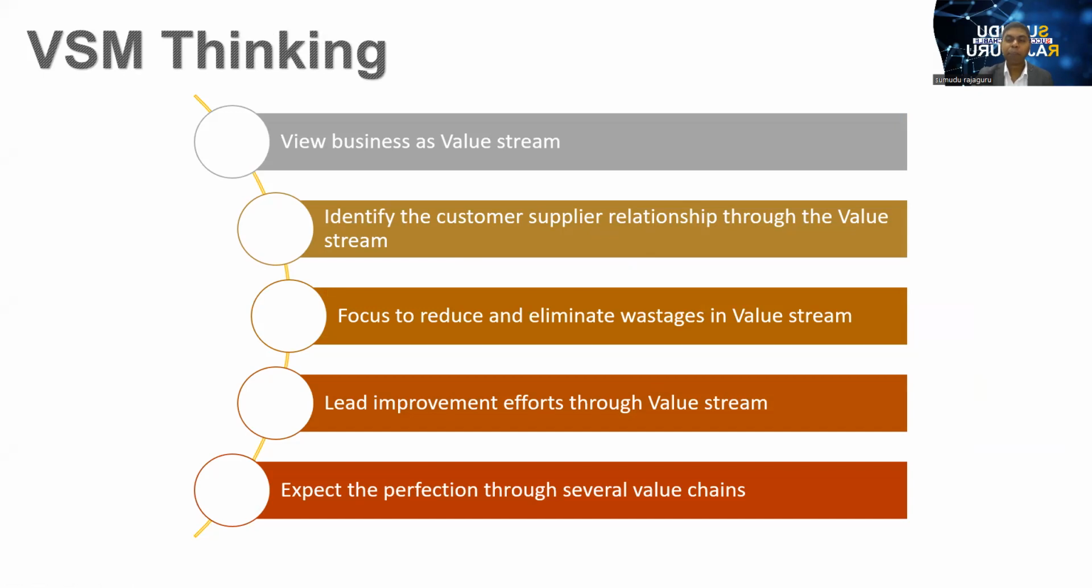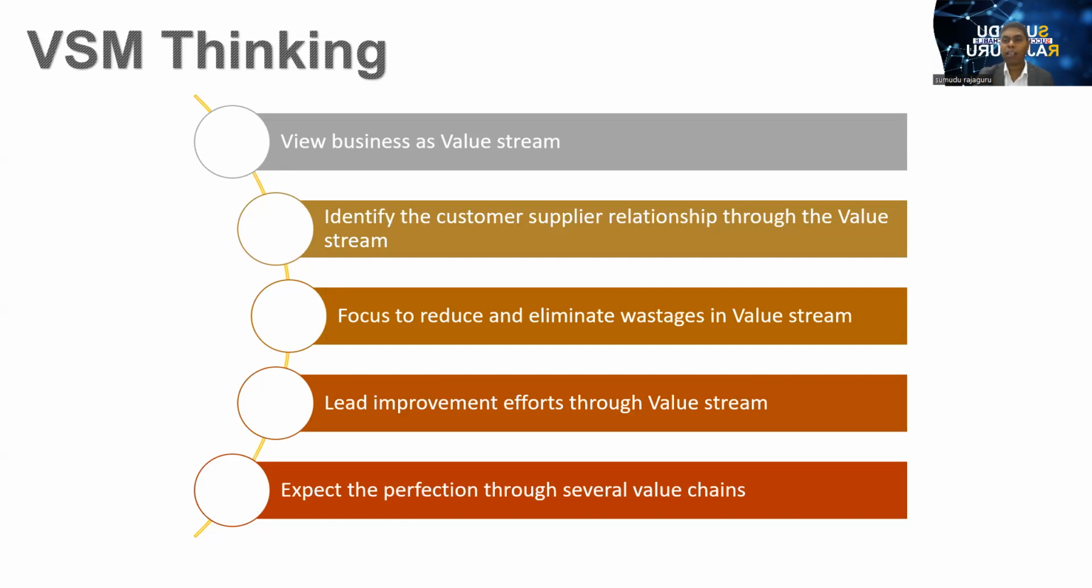That means when we draw the value stream map, that is the current value stream map. So after observing that current value stream map properly, we have to identify the improvement opportunities and draw the future value stream map also. The future value stream map, when we draw it, is like a dream.